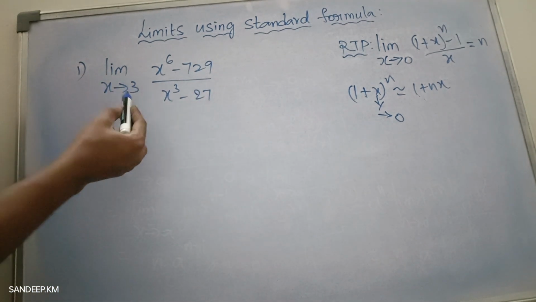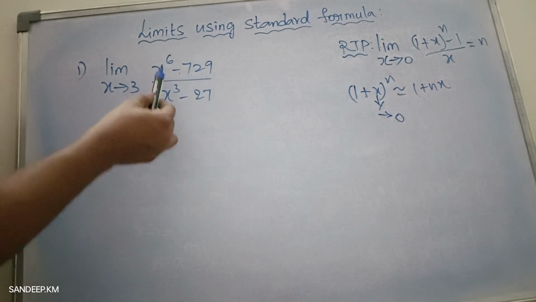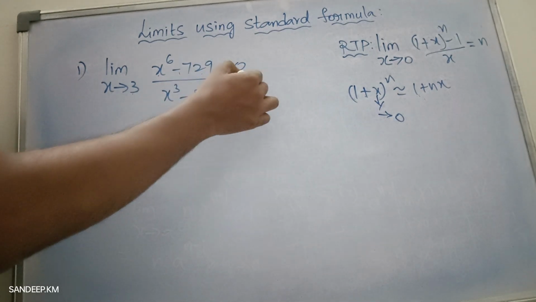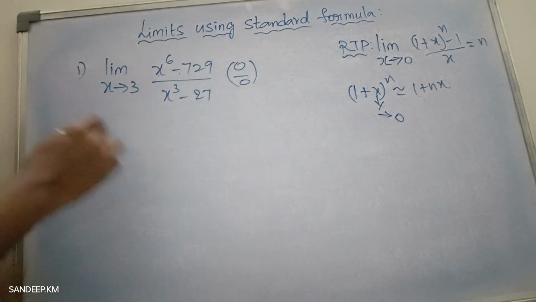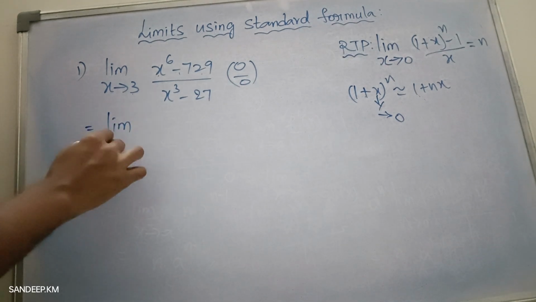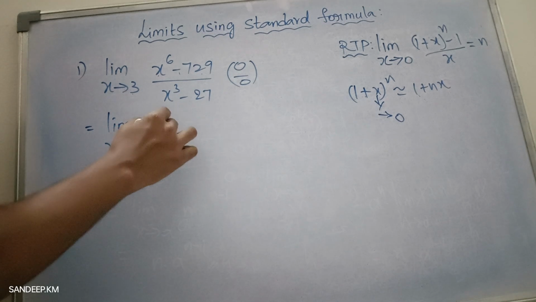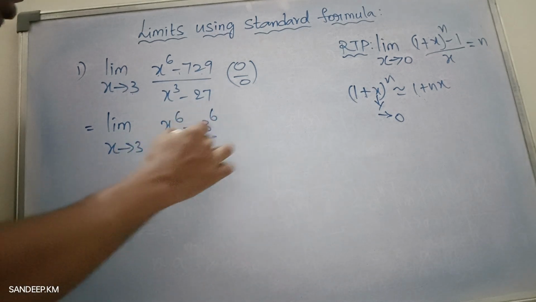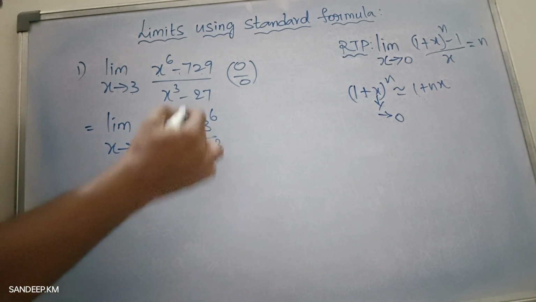First of all, if you directly substitute x value as 3, you will get 3 power 6 minus 729. 3 power 6 is also 729. So you will get 0 in the numerator and similarly 0 in the denominator. So you are getting 0 by 0 form. After observing, we have to understand that obviously we can solve this question using standard formula, the first one. Okay, let me write this as x power 6 minus 729, after prime factorizing with 3, you will get 3 power 6, divided by x cube minus 27, which is 3 cube.